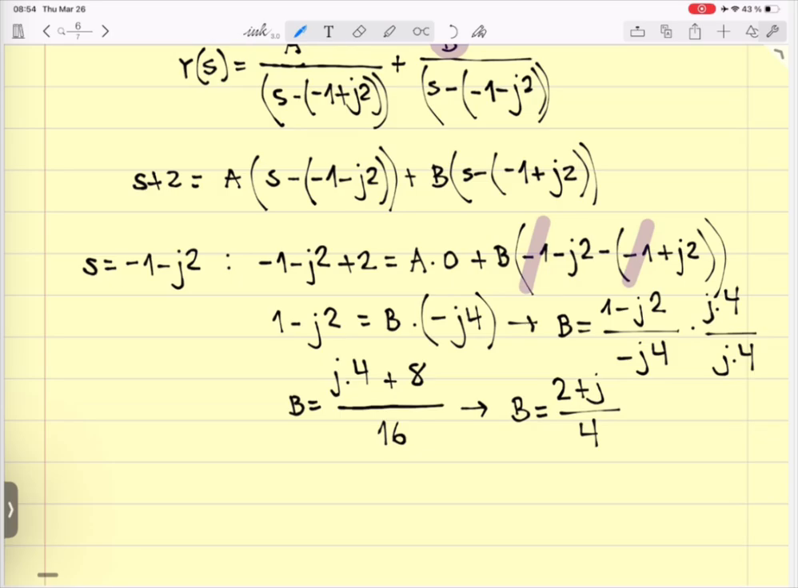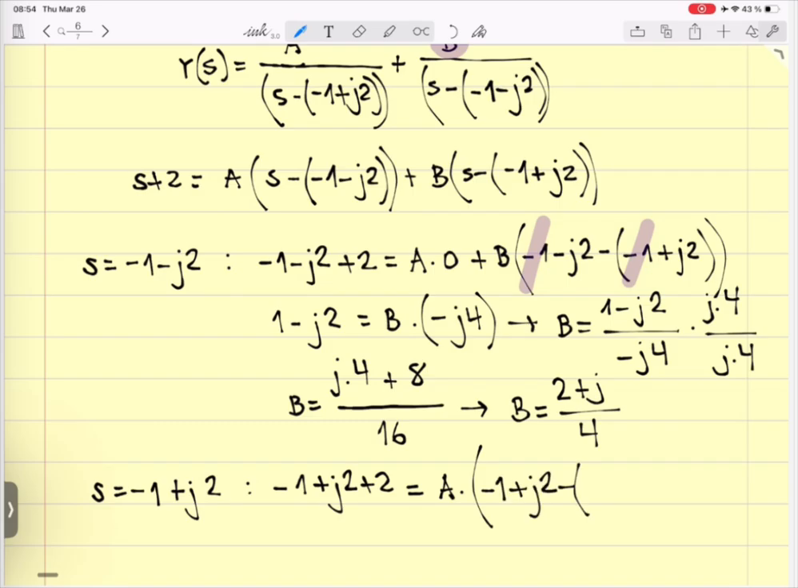If we take s equal to minus 1 plus j times 2, then we get minus 1 plus j times 2 plus 2 equal a multiplying minus 1 plus j times 2 minus 1 minus j times 2, plus b times 0.